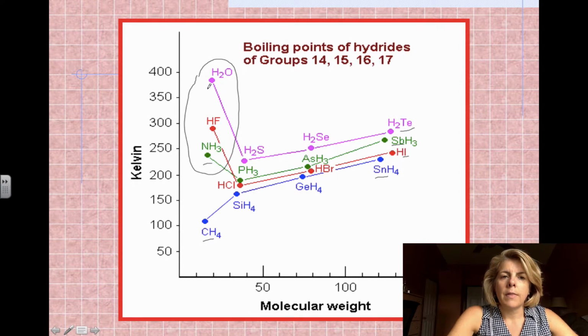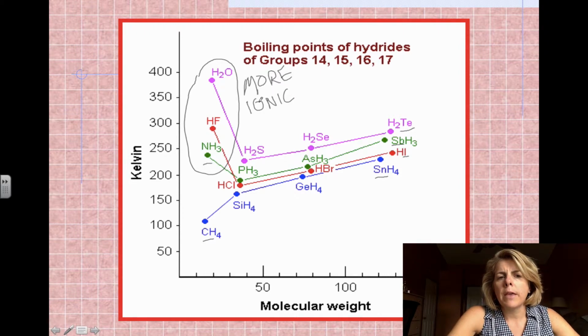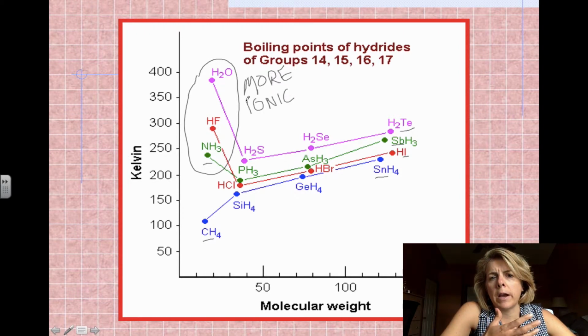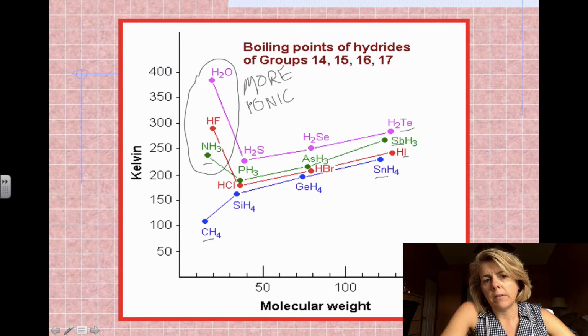compounds over here, they have very high boiling points, and part of the reason why is they are more ionic in character. So because they are more ionic in character, they actually have a greater attraction with each other. So it's harder to get them to go from the liquid phase to the vapor phase.